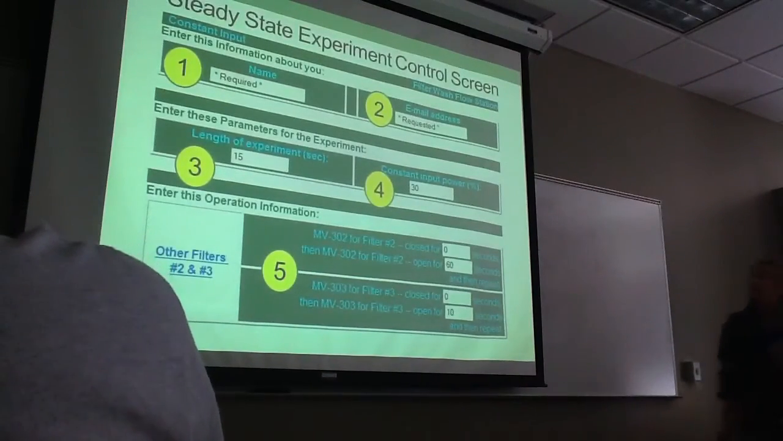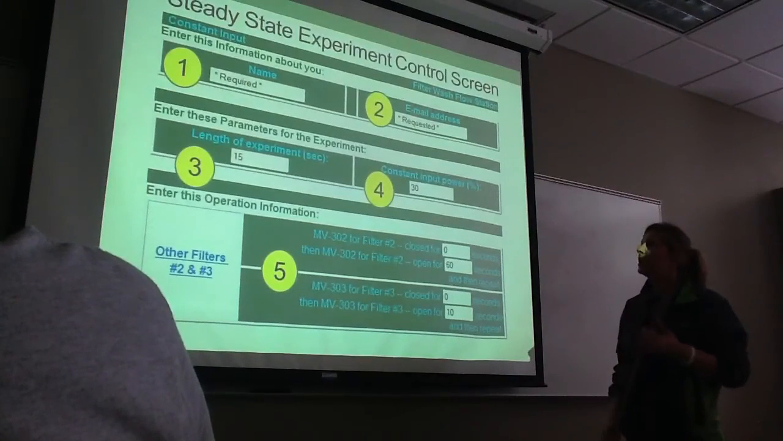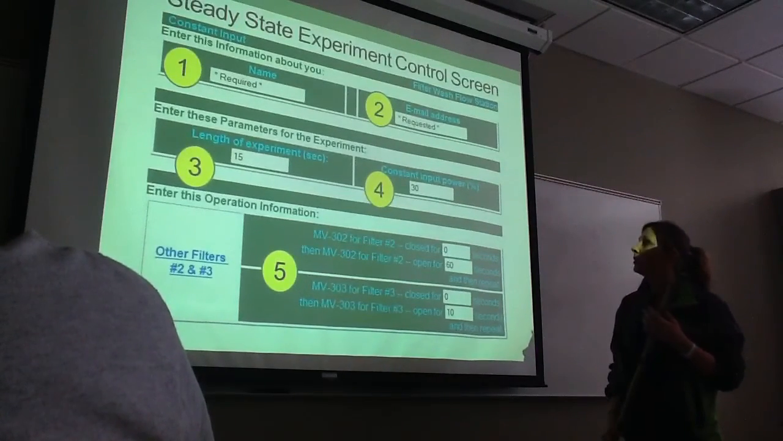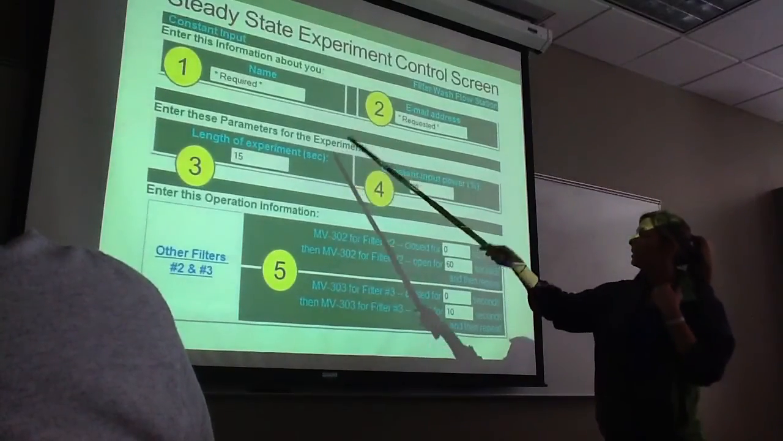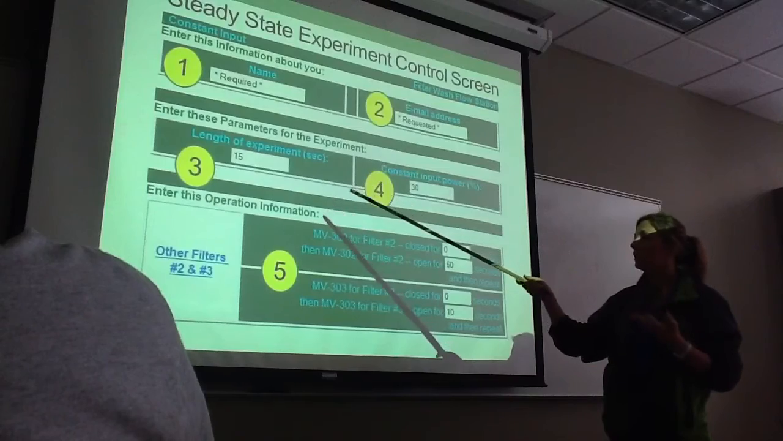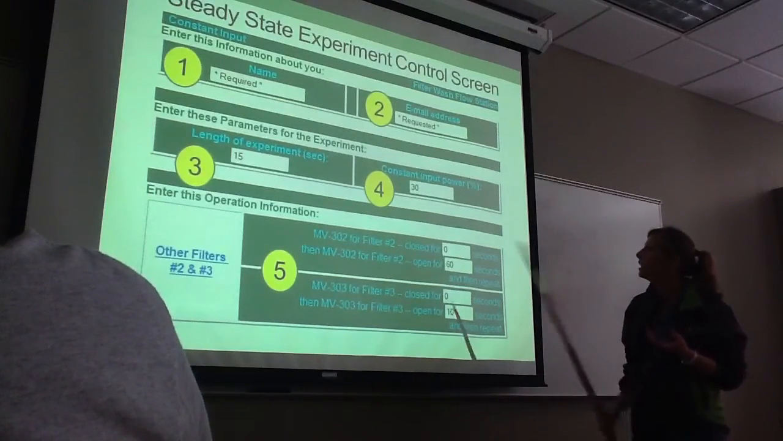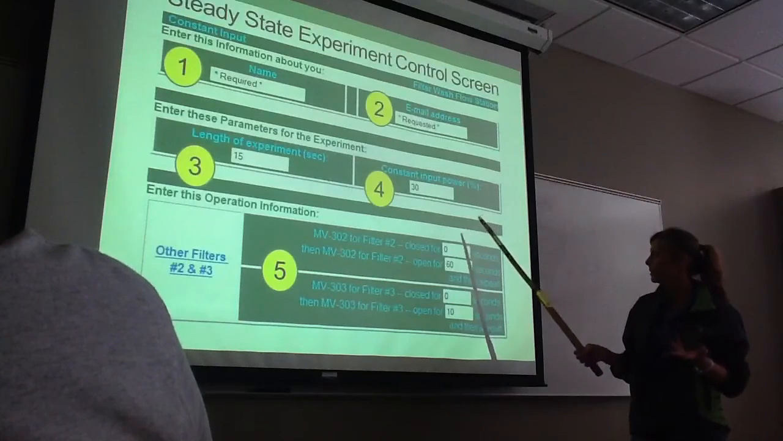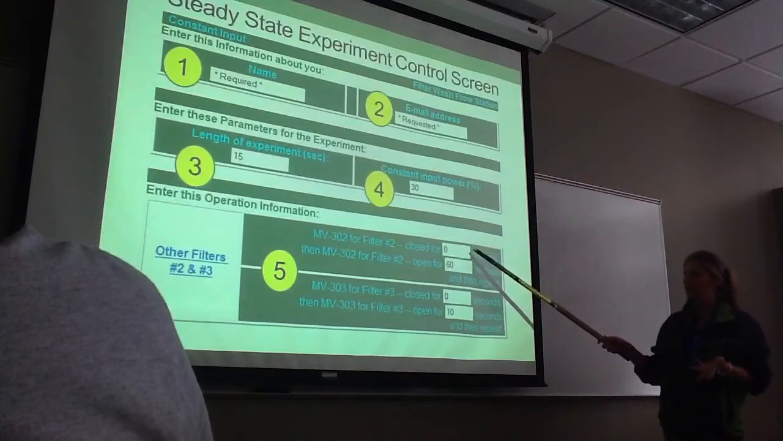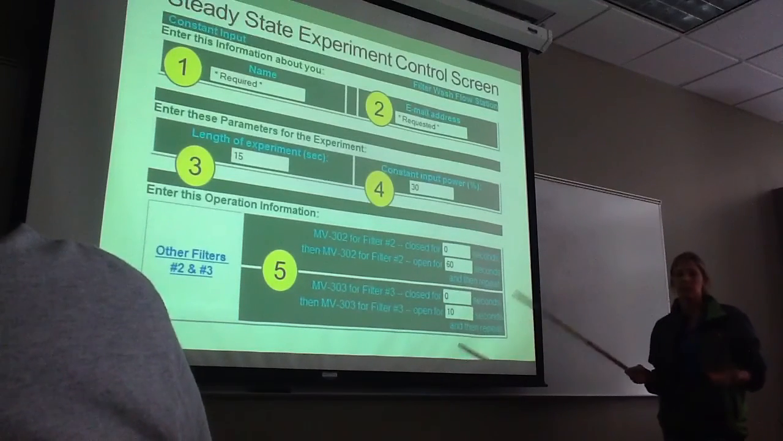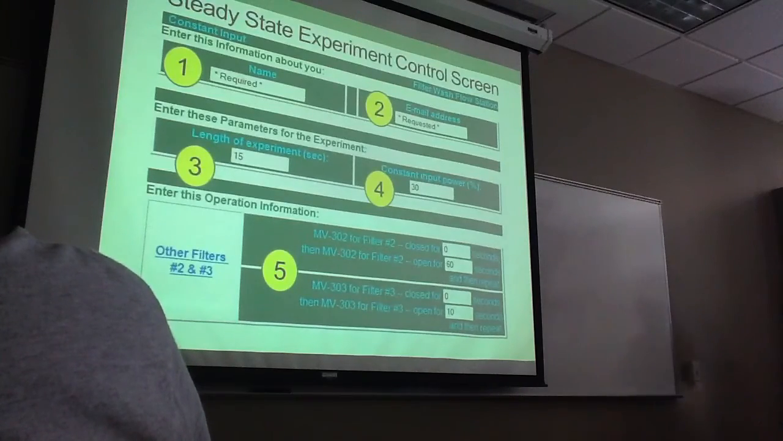This is the control screen for our steady state experiment. The various numbers are the inputs that you'll put in to control the experiment. You'll have your name, your email address, the length of the experiment. Most experiments were run between 30 and 60 seconds. The input power percentage, and then down here you can either have your valves closed or open, and you can set them at different intervals so they can open and close at different times during the experiment.